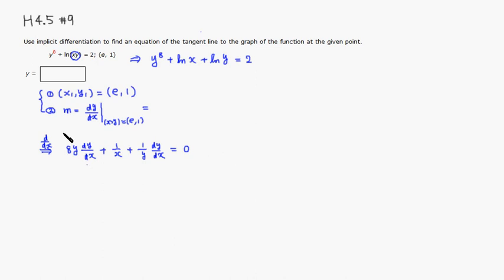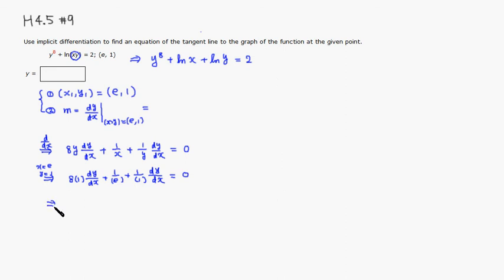All right. Then we can solve for dy over dx, but it's probably easier at this point to just plug in x equals e and y equals 1. So plug it in. You have 8 times 1 dy over dx plus 1 over e plus 1 over 1 dy over dx, which is equal to 0.